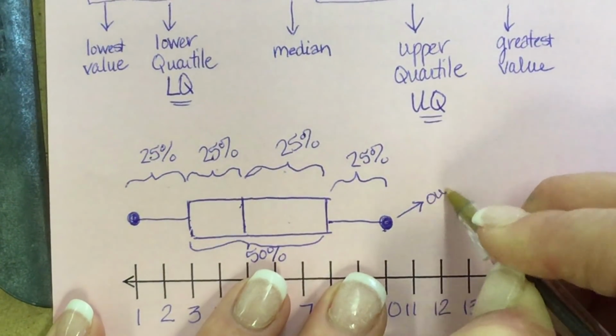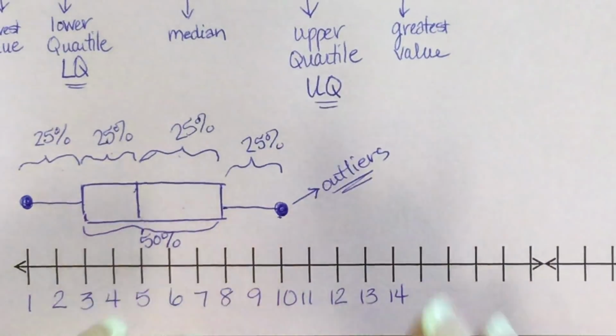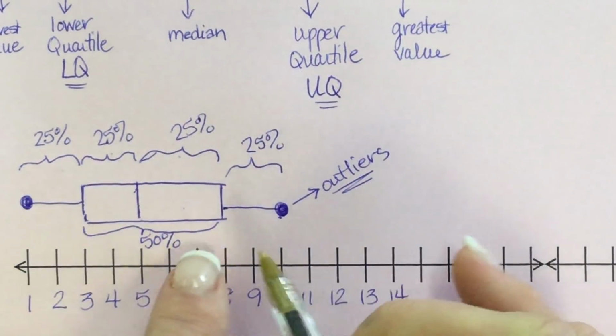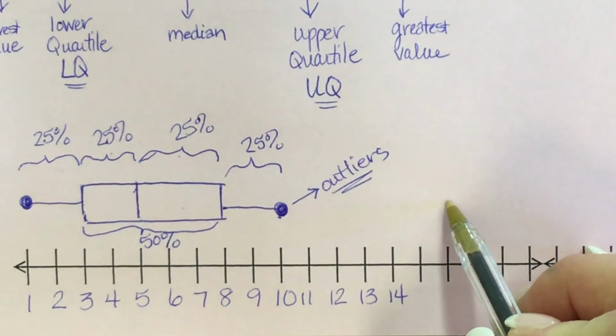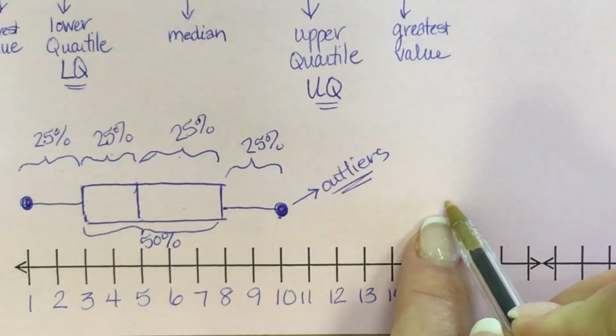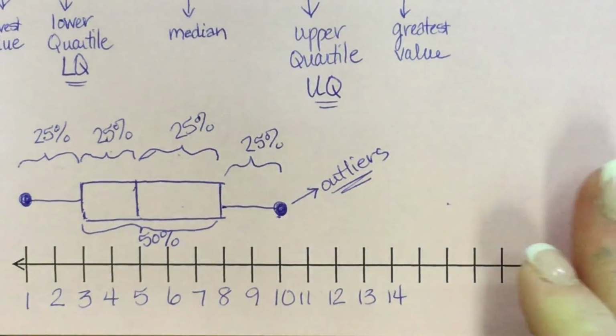outliers. Now our outliers can be huge. Let's pretend that this number was all the way out here. That would be a drastic outlier, and it's going to affect my box and whisker, okay? All right, so let's do the next one.